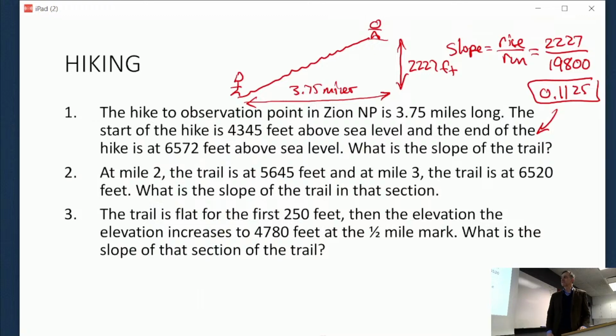Let's see if we can find the slope for that section of the trail. Rise over run again. I'll do the run for you. For this section of the trail, it's 1 mile across, and so that's going to be 5,280 feet. So all you have to do is tell me what the vertical change is.